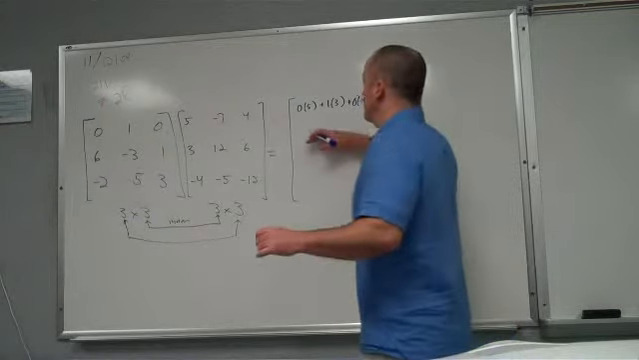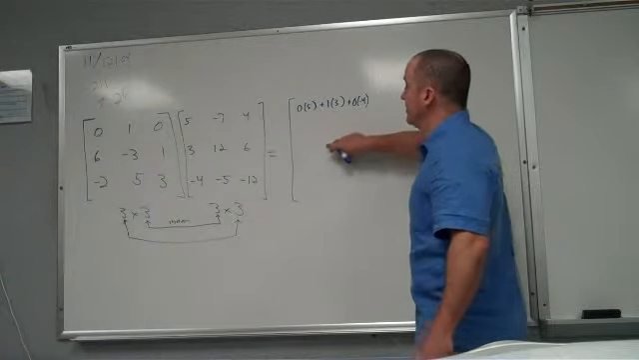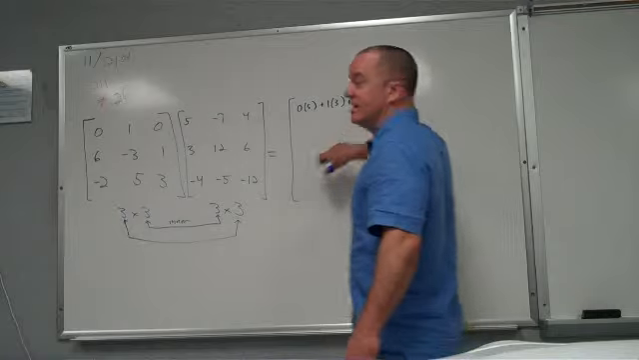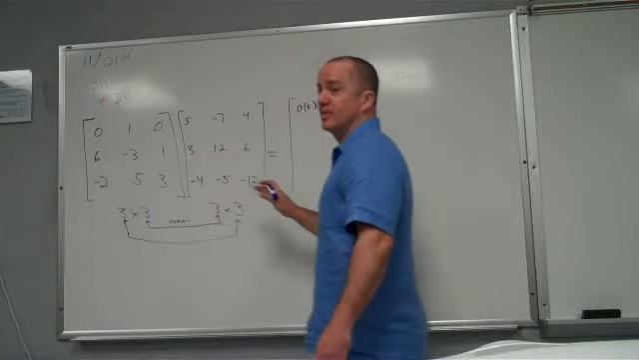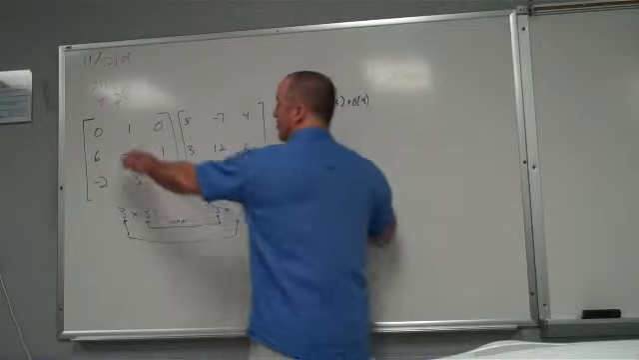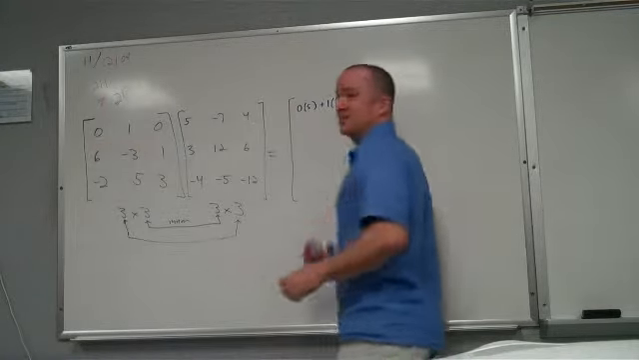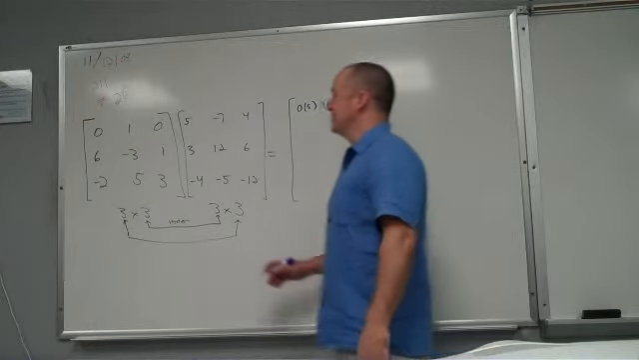Next, I'm going to go down from here. So now I'm looking for the single number that goes in the second row, column 1 spot. So I'm going to use the second row and the first column to get those numbers. Now I use the first row of, this is where it gets confusing. Take a deep breath.